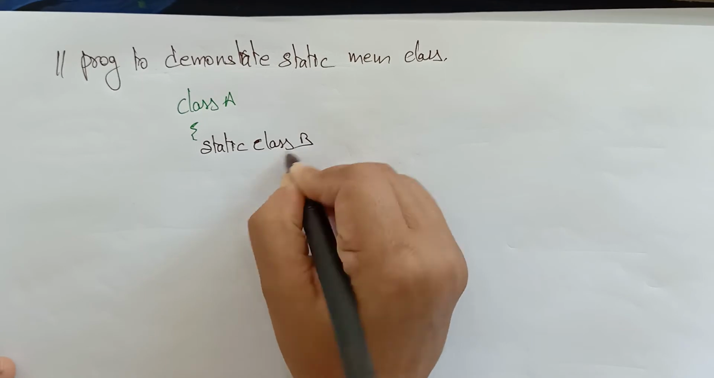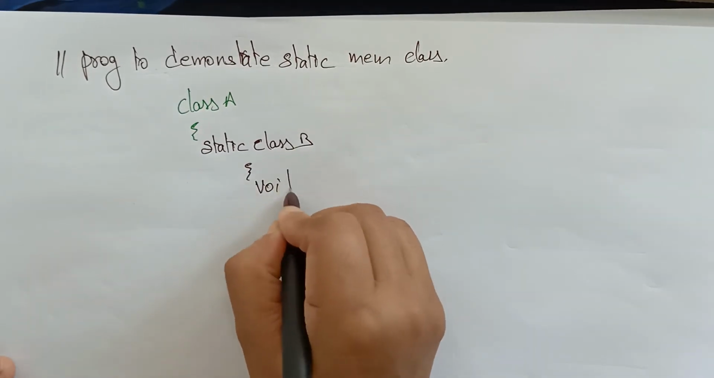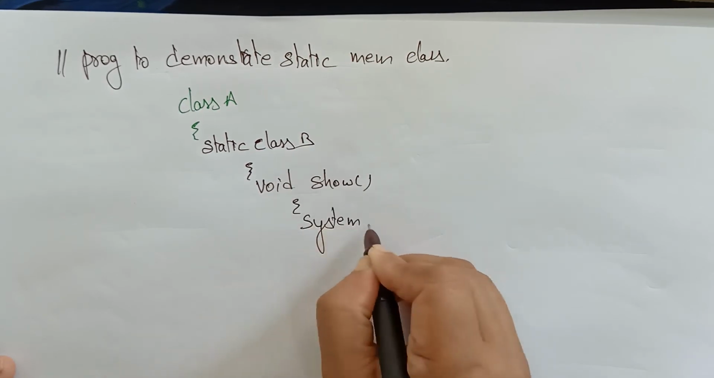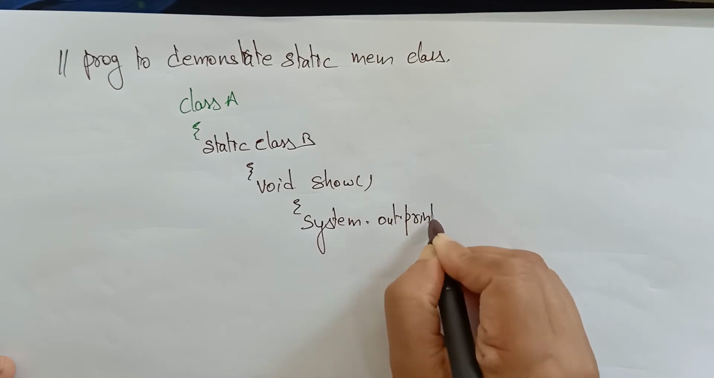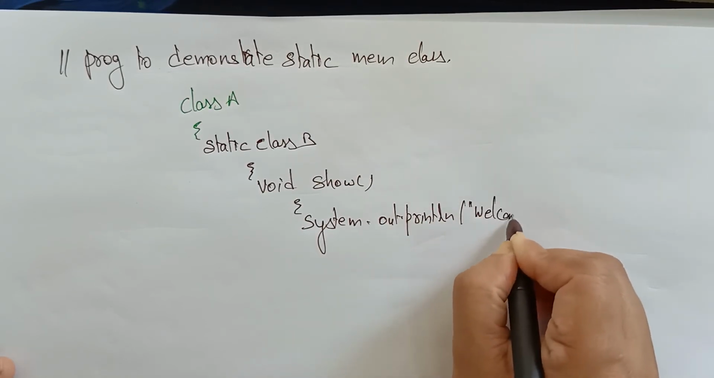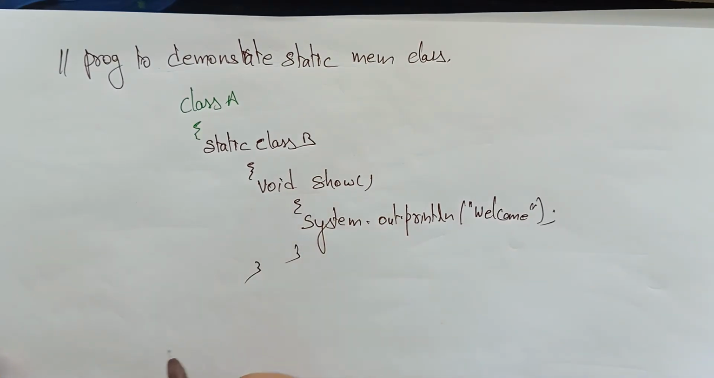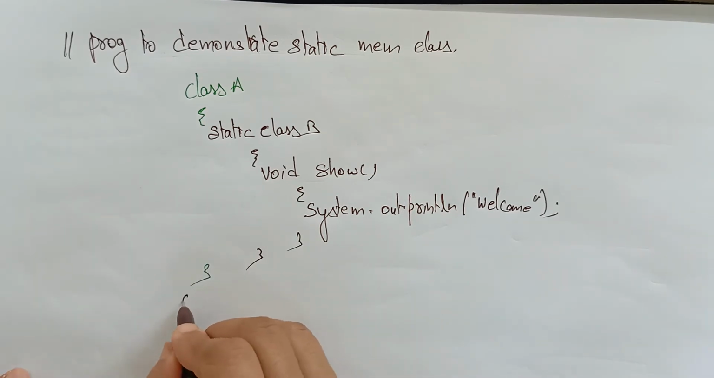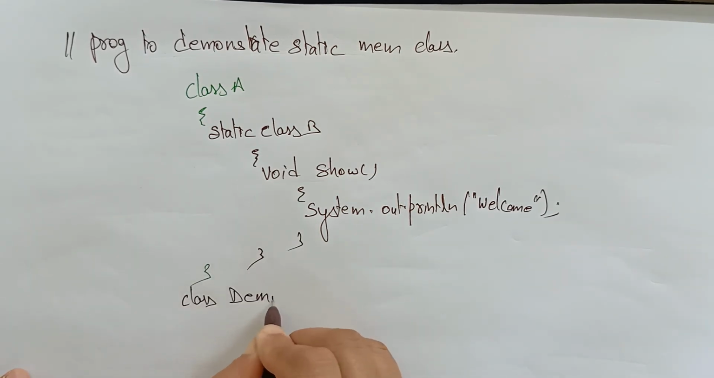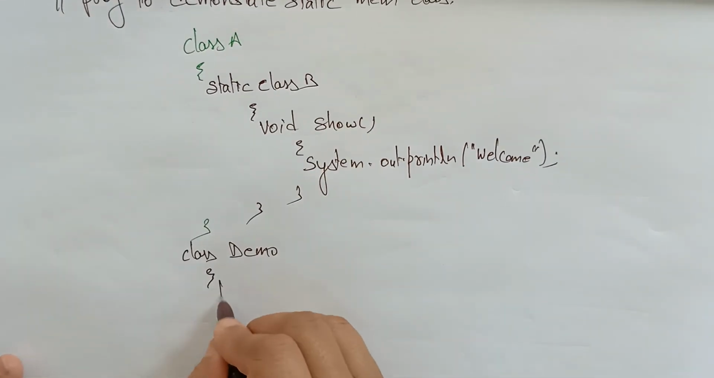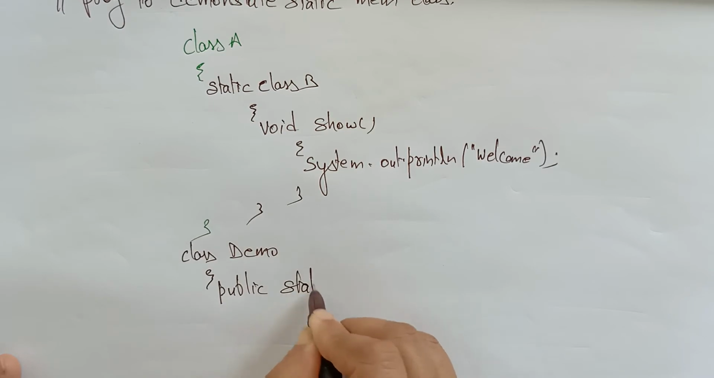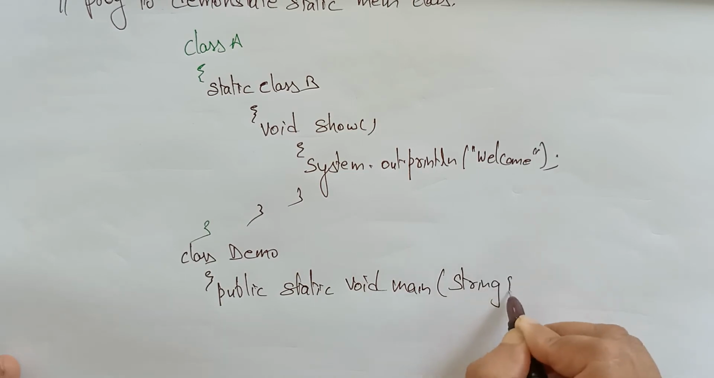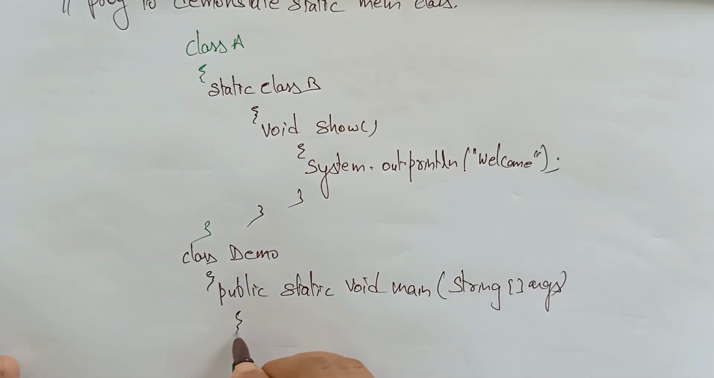Static class B. So in the static class B, I am writing a method, a void show. So inside the method, I am trying to print a message like welcome. System.out.println. A welcome message is printed. Okay. So now this class B is over. Now call the main class demo. So here what I am trying to write is public static void main string arguments.